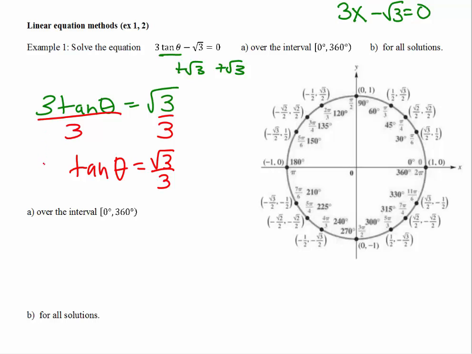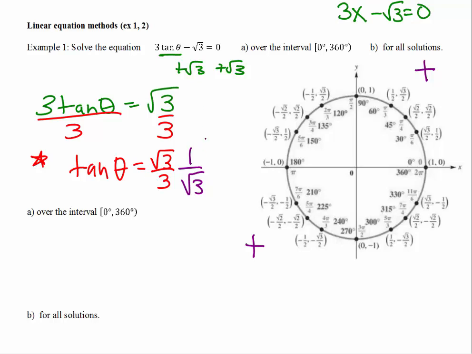Now this would be our first goal, to get the trig function by itself on one side and the number on the other. So the next thing we want to know is what angle would give this trig function value. So we're looking for the quadrants where tangent would be positive. So we want to look in quadrants 1 and 3. So what reference angle family are we looking for? Remember that before we rationalized, if I was to unrationalize this, I would end up with 1 divided by the square root of 3.